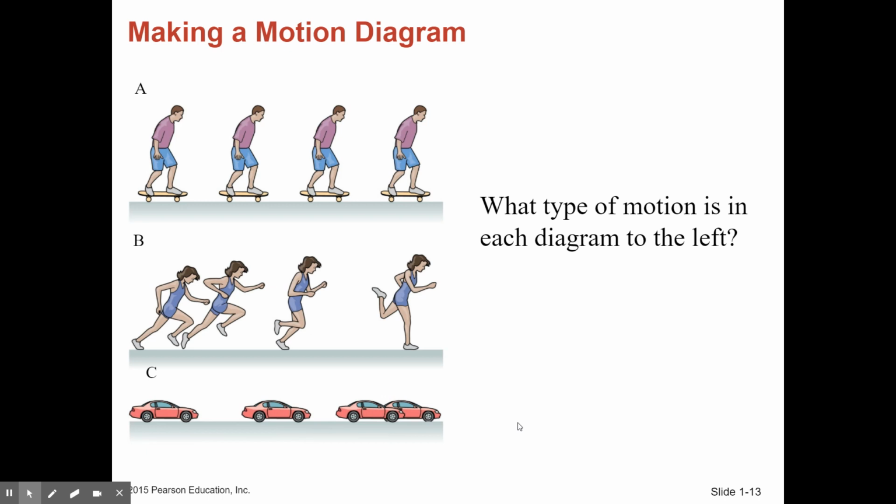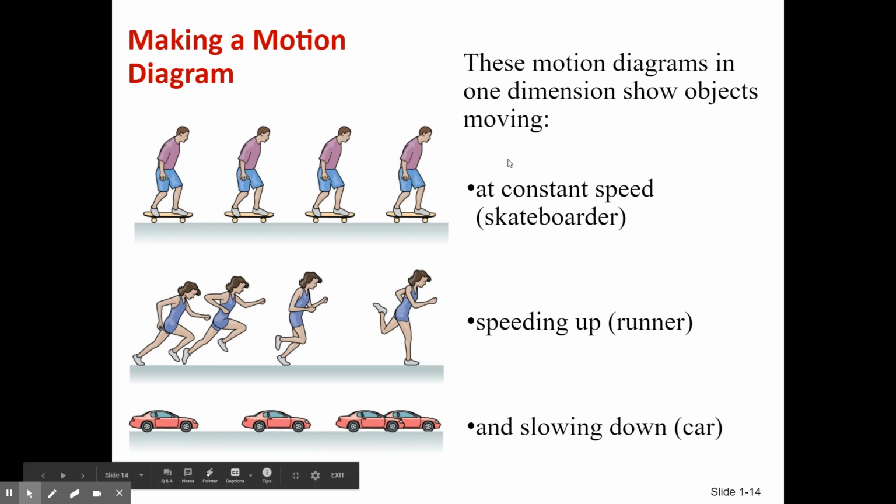All right, so if we go to the next slide, we kind of have that told to us here. These motion diagrams in one dimension show objects moving. So here we have again the skateboard. He's moving at a constant speed. She is speeding up. The car here is slowing down. So if I were to ask you, think about constant speed, which we're going to focus on in this particular lecture, you can see that it's the same distance between him for each moment of time. Like if this was at 0 seconds, this was at 1, this was at 2, this was at 3, you can see that he's covering the same distance in the same amount of time. Therefore he's moving at what we call a constant speed, has uniform motion.